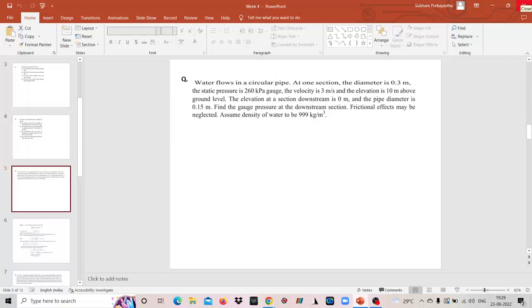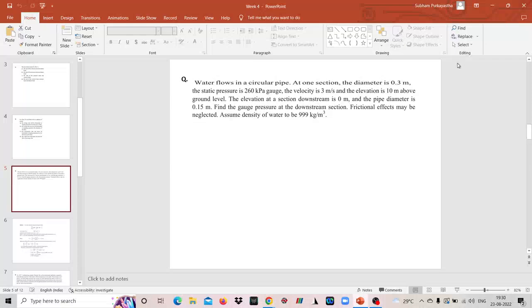Water flows in a circular pipe. So there is a circular pipe inside which water is flowing. At one section, the diameter is 0.3 meter. The static pressure is 260 kilopascal gauge, meaning it is gauge pressure. The velocity is 3 meter per second and the elevation is 10 meter above ground level. At a downstream section, the elevation is 0 meter. The pipe diameter is 0.15 meter.